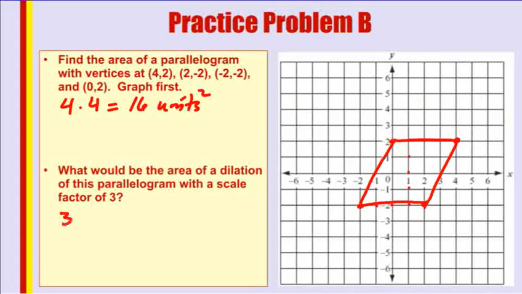So if I were to take the scale factor of 3, square it, that would be 9, so it's 9 times larger. Then I can take my 16, multiply it by 9. 6 times 9 is 54. 9 times 1 is 9, plus 5 is 14. So 144 square units.